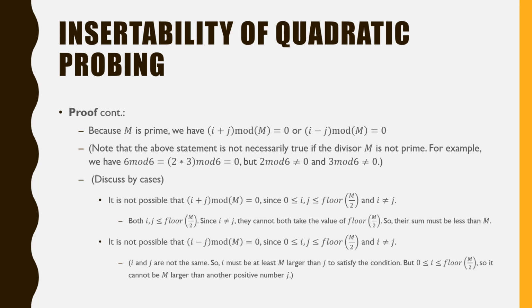Second, (i minus j) mod m cannot be 0 either. This is because i and j are not equal and their difference must not be 0 either. The only possibility is that i minus j is m. However, this is not possible either since i is at most floor m over 2 and j is non-negative. Therefore, the difference cannot be m. Taken together, (i minus j) mod m cannot be 0.